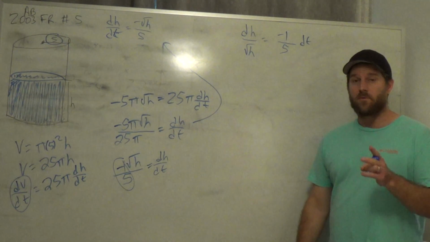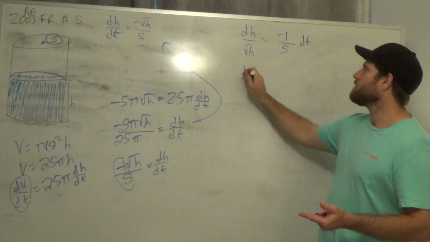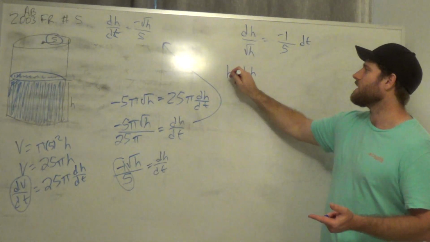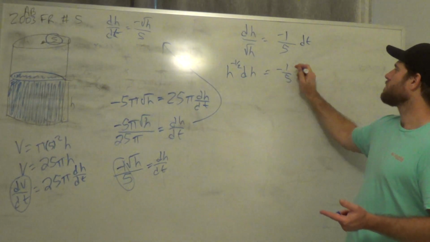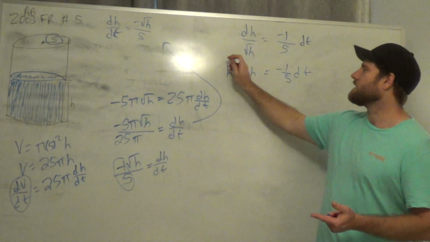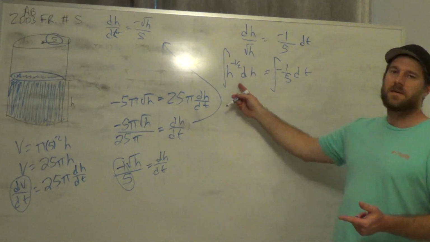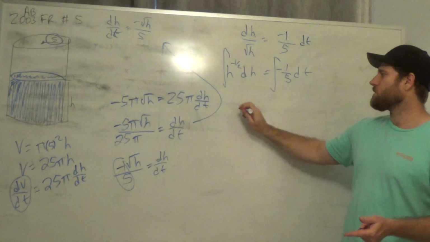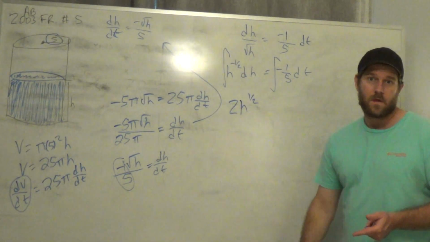Step number 2, that's separate. You have to separate, and now we have to integrate. Before I integrate, I'm going to move this to the top. I'm going to call it h to the negative 1/2. And now we're ready to integrate. This is the basic rule: add 1 to the exponent, multiply by the reciprocal. So I add 1 to the exponent, it becomes a positive 1/2, multiply by the reciprocal, I get a 2.